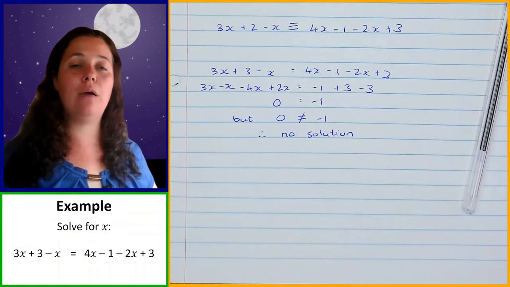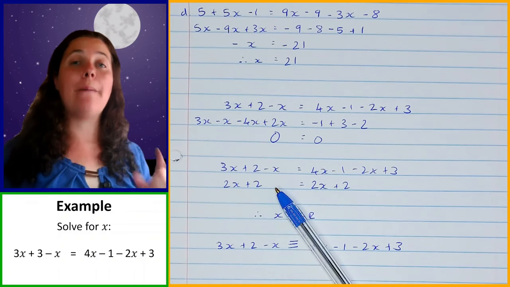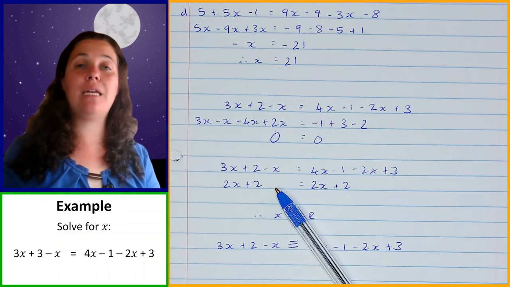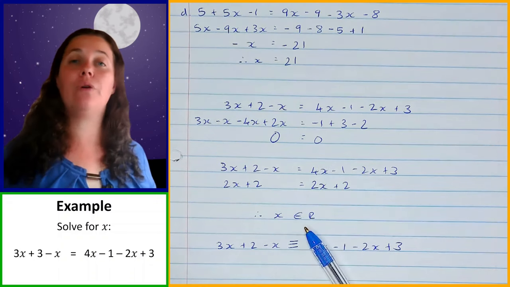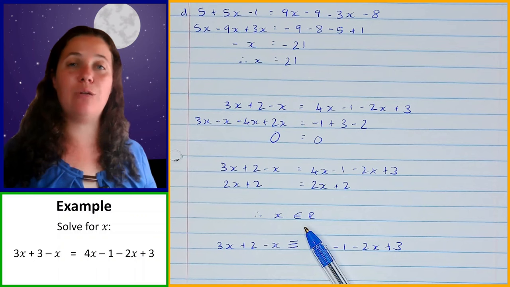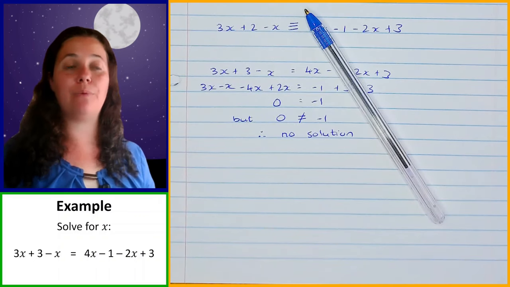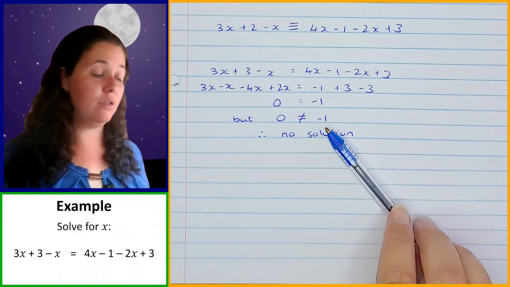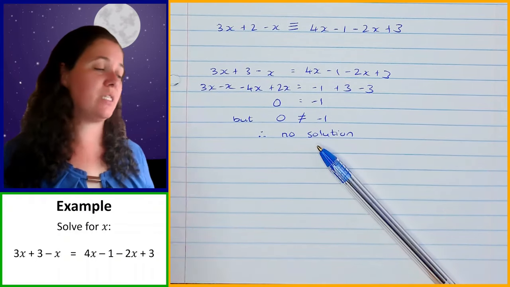If you have, like in the previous example, all the x's cancelling out, but you end up with one number equal to the same number, then x is an element of all real numbers. It can be anything and it will be true. But if you end up with a number equal to a different number, which is impossible, then you know that there is no solution. No value of x will work.